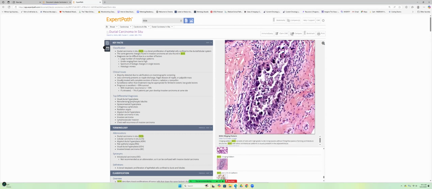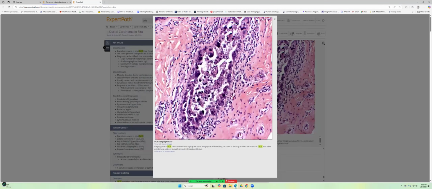Look at it. This is exactly what we're looking for. Clinging pattern DCIS consists of cells with high-grade nuclei, lining spaces without filling the space or forming architectural structures. This is clinging pattern DCIS. It's not LCIS. Very pleomorphic cells in spaces, not filling the spaces, and having some hobnailing.